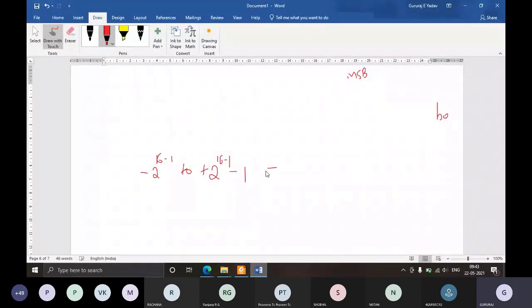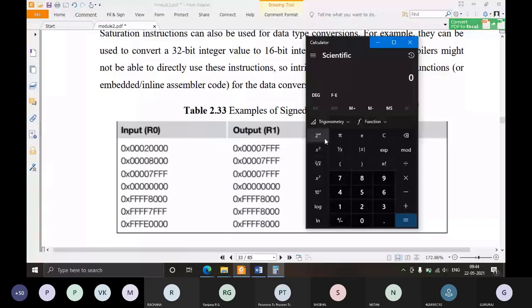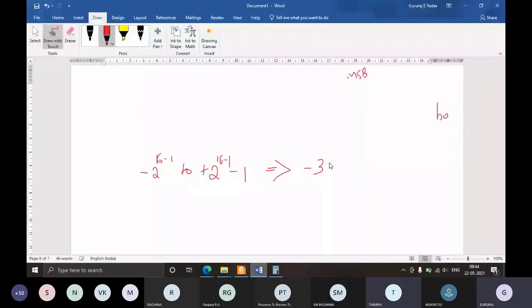Okay, if you convert this to decimal, can anyone tell me what value we will get? 32,768, sir. It is minus, obviously. So minus 32,768 to 32,767. This is the range that we can represent with 16 bits, and it is the signed range.